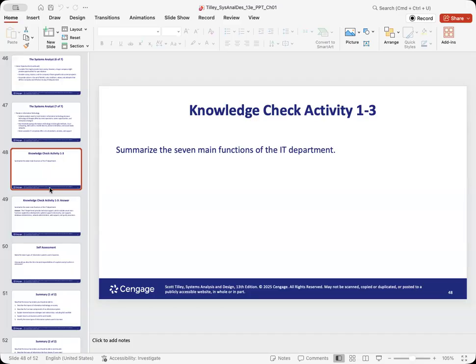Infrastructure management. System support. User support. All right.